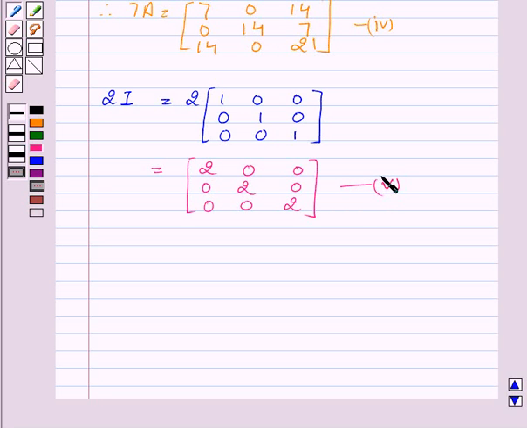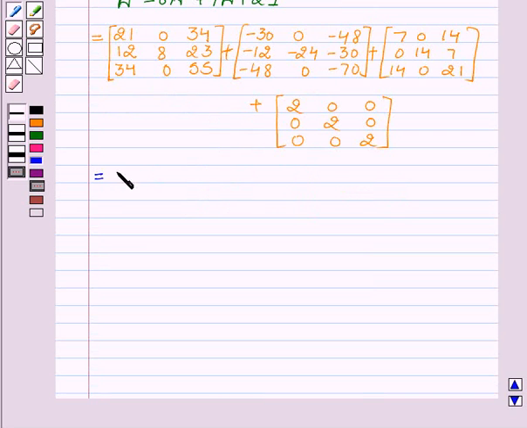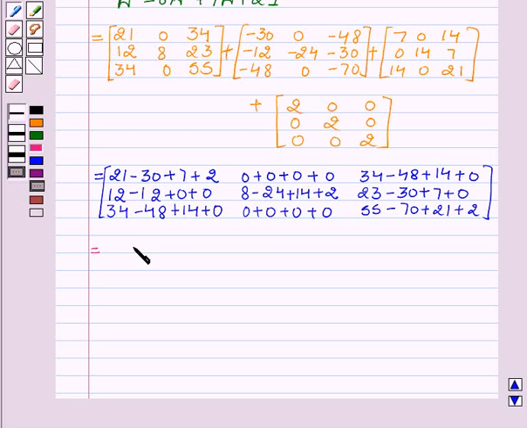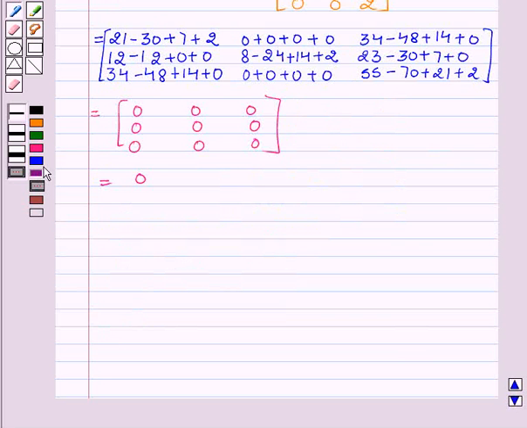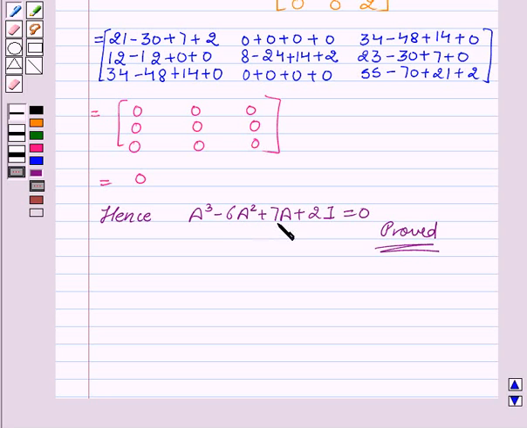Now on adding equation number second, third, fourth and fifth, we get this is equal to 21 minus 30 plus 7 plus 2, 0 plus 0 plus 0 plus 0, 34 minus 48 plus 14 plus 0. Now similarly we'll write for the second row and third row. This is equal to 0, 0, 0, 0, 0, 0, 0, 0, 0, equal to 0. Hence, A cube minus 6A square plus 7A plus 2I equal to 0.